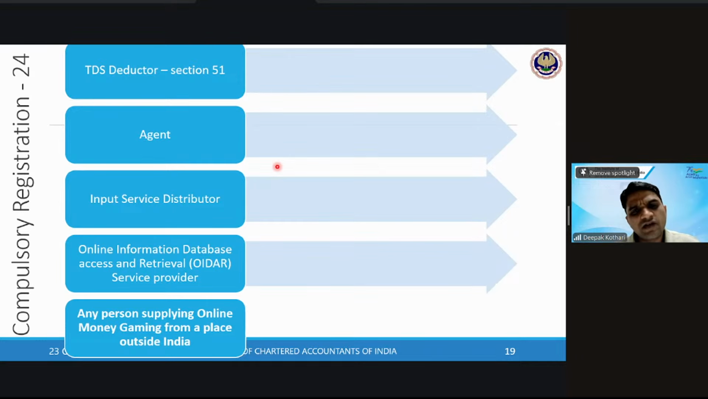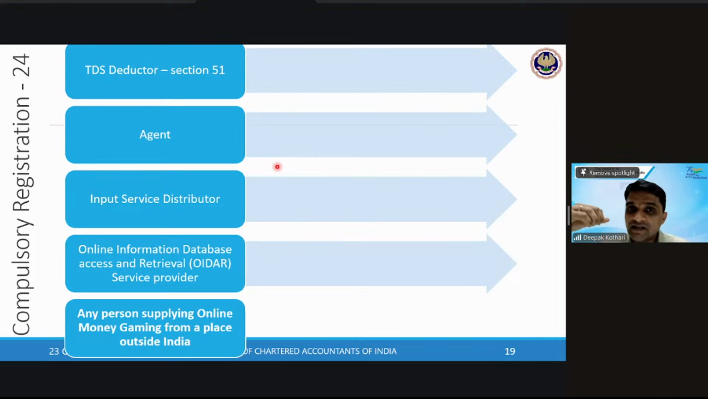So in case of an agent, what if the principal is already registered? If the principal is registered, the agent also will have to register, because the supply is made by the agent on his own account. If he is making the supply on behalf of the principal and he is only getting his commission charges, then it will be the supplier's liability.